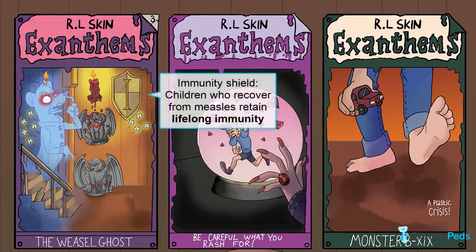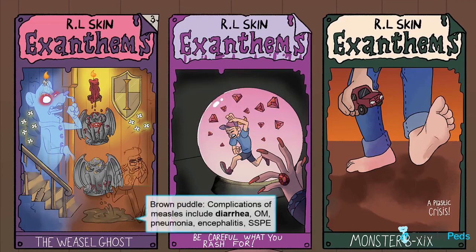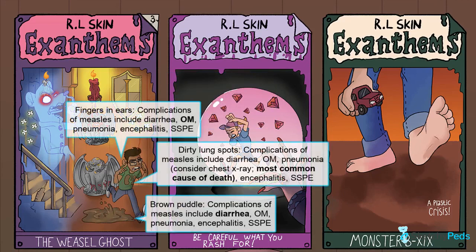Individuals that contract measles retain lifelong immunity after recovery, depicted by the shield on the wall with a large I for immunity. There are also several complications associated with measles that you will need to know about.